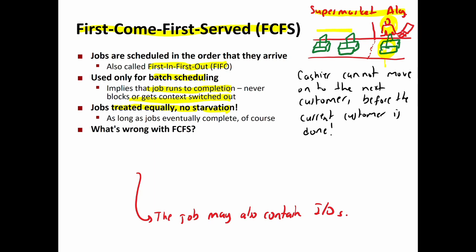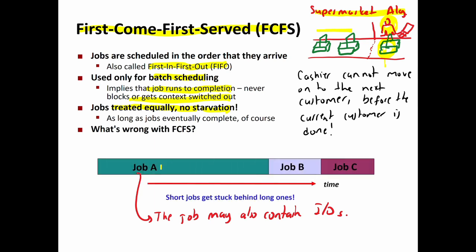Now, what's wrong with FCFS? This is the idea that if you have jobs A, B, and C, and this is the time axis, then you would first run A. It may contain some IOs, and we will see that in our scheduling we can have FCFS with IO or without IO. This is the case where we assume that it's all CPU and no IO, and once A is finished, then you switch to job B, and then you switch to job C.